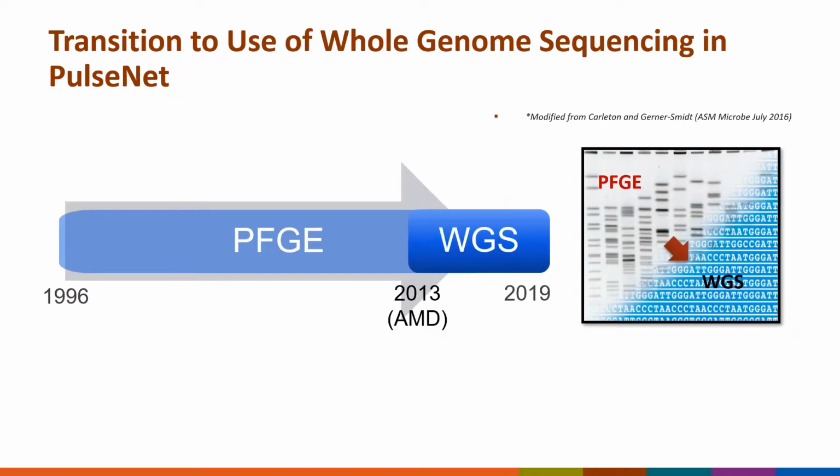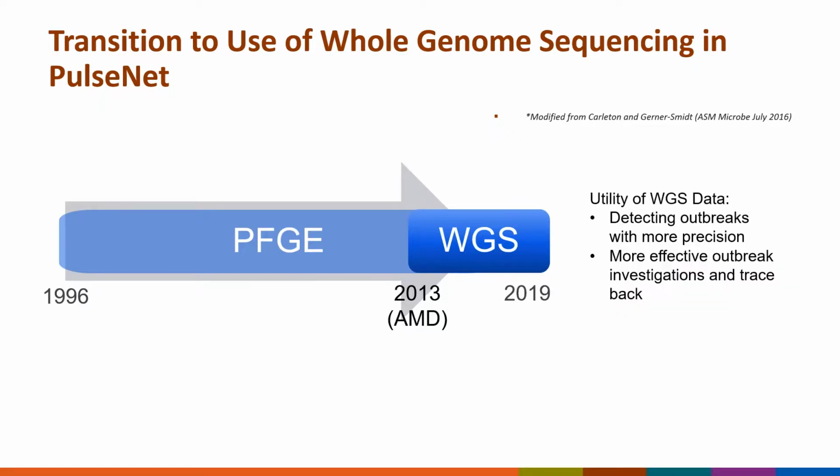PulseNet has been around for nearly 26 years now, and started out using the technique that Duncan discussed, pulsed-field gel electrophoresis. Then in 2013, with the help of our Advanced Molecular Detection program, we started transitioning our subtyping methods to whole genome sequencing and finished that transition in 2019. Currently we submit about 55 to 65,000 genomes to NCBI annually. The reason we transitioned to whole genome sequencing is we can detect outbreaks with more precision and have more effective outbreak investigations and traceback. Next slide.